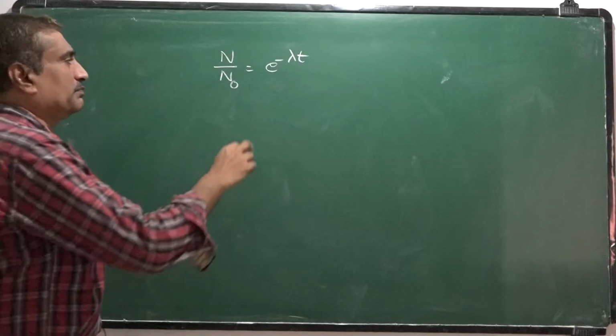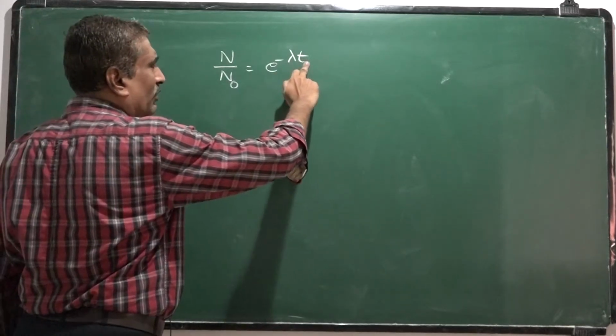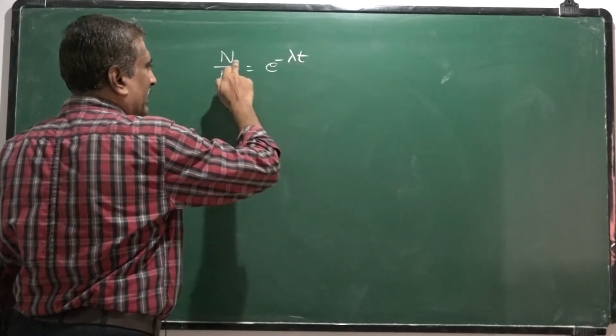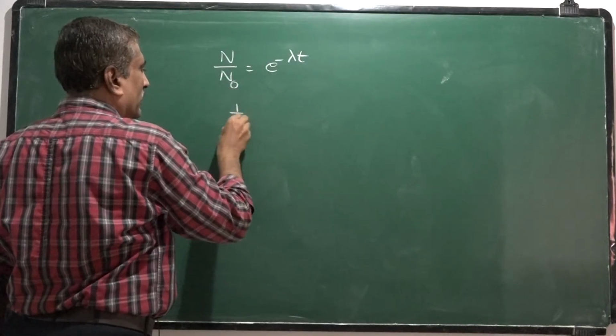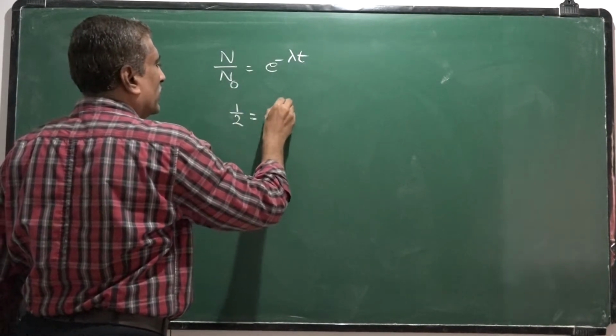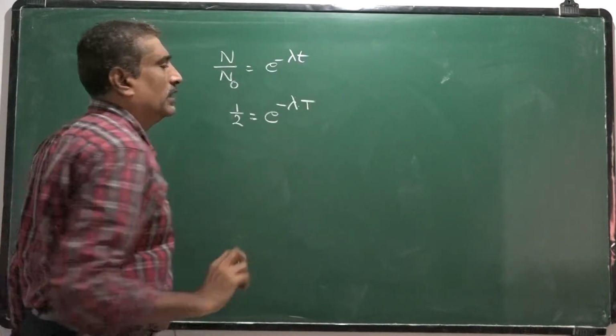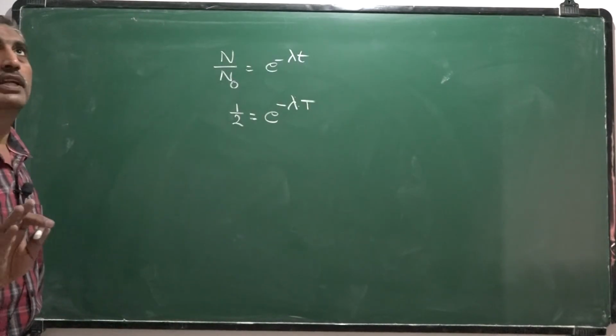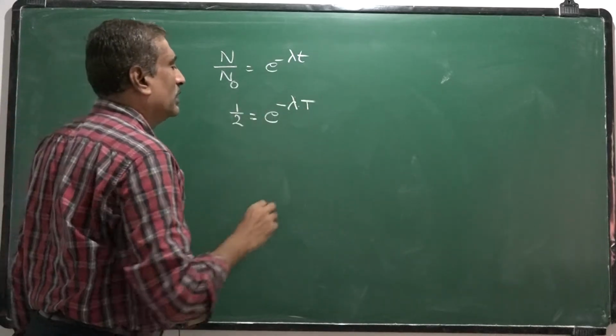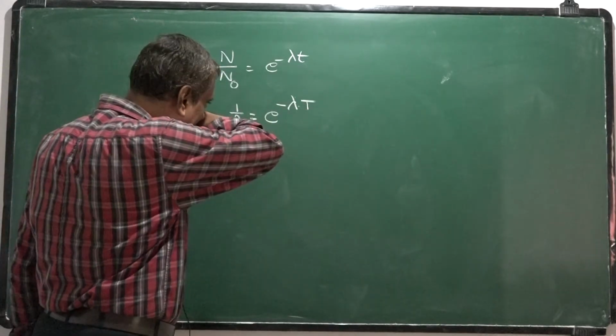If this t is equal to half-life period, then N by N0 is equal to 1 by 2. So 1 by 2 is equal to e to the power minus lambda into T half. So let us consider the half-life period as capital T. So this we know.